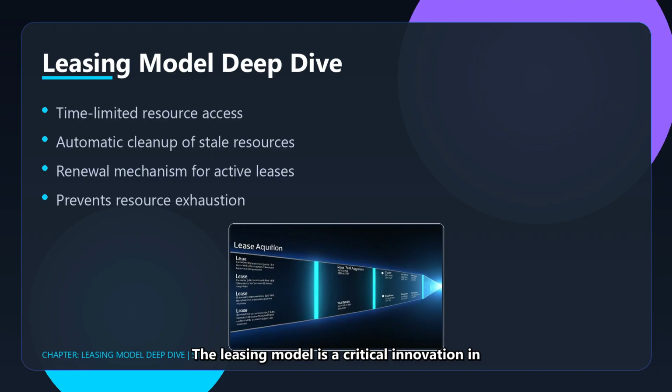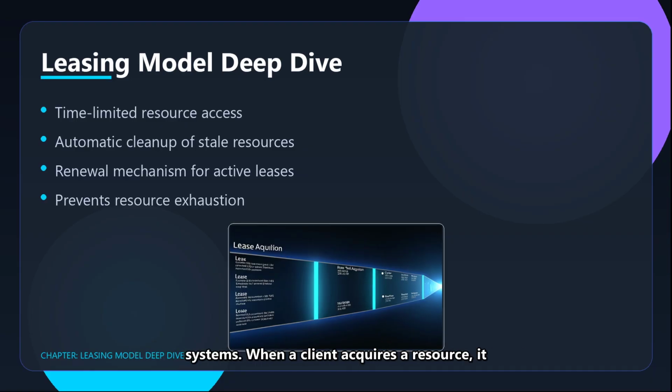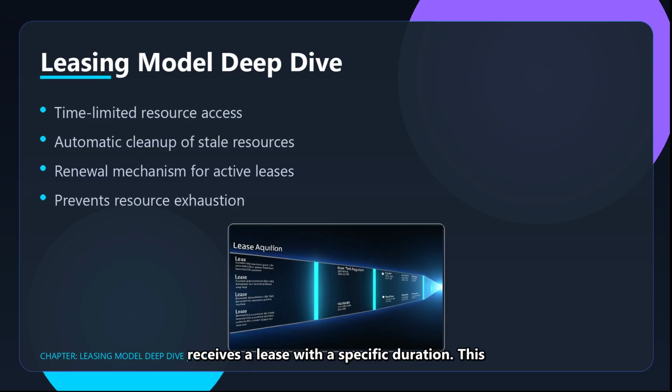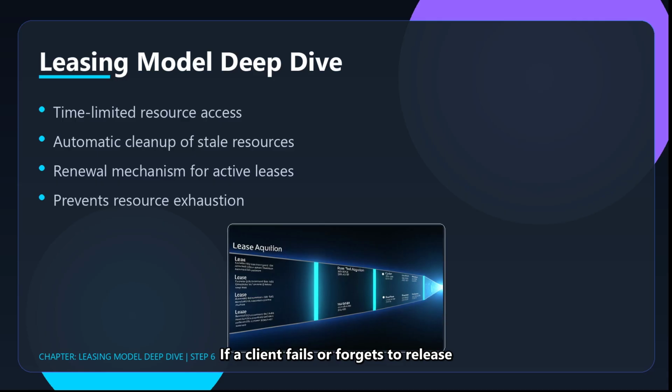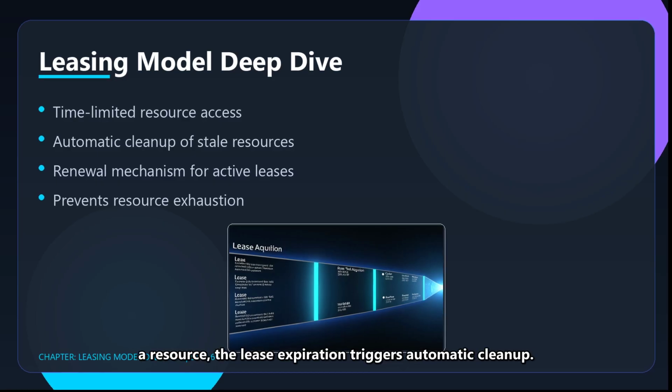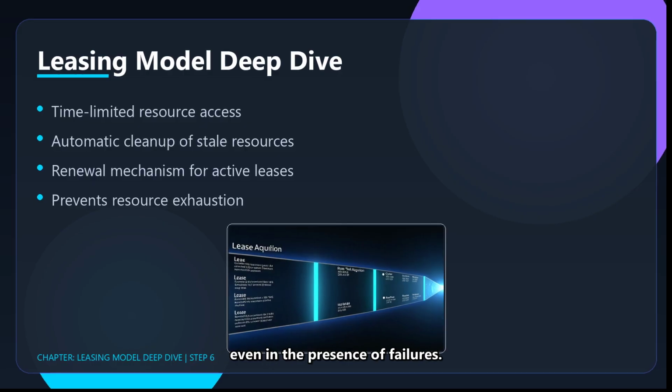The leasing model is a critical innovation in Apache River that prevents resource exhaustion in distributed systems. When a client acquires a resource, it receives a lease with a specific duration. This lease must be periodically renewed to maintain access. If a client fails or forgets to release a resource, the lease expiration triggers automatic cleanup. This approach ensures system stability and resource availability even in the presence of failures.